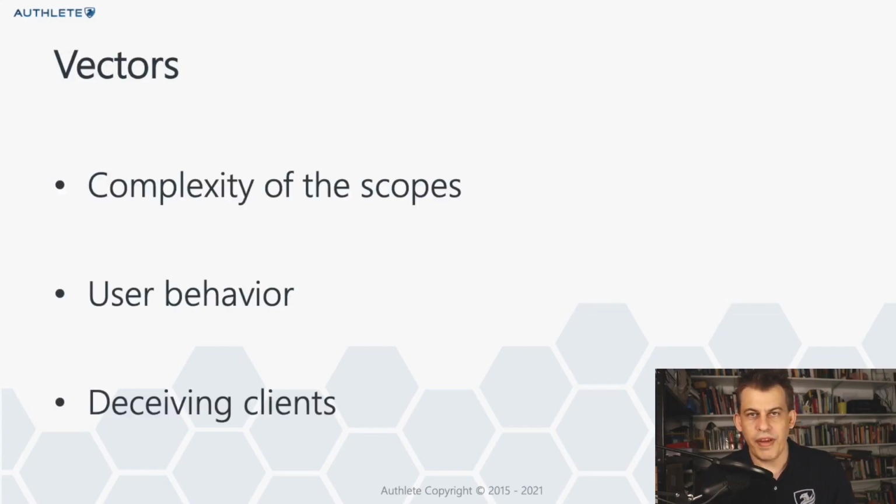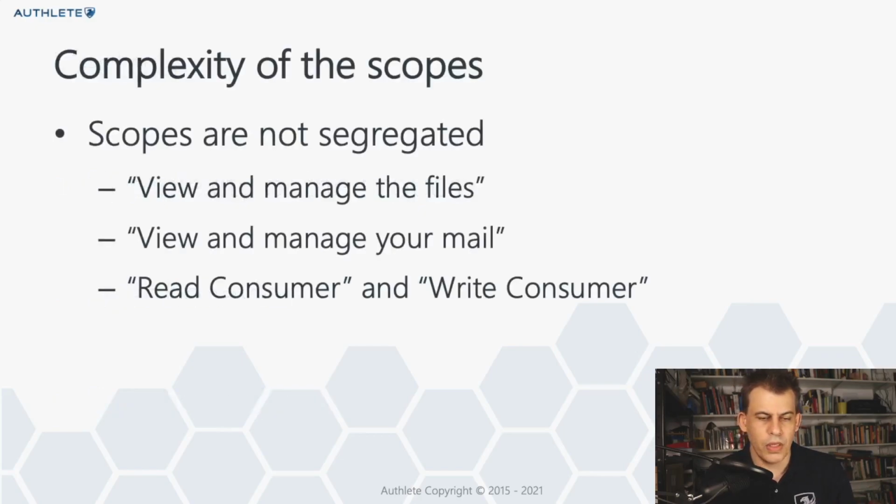There are three vectors related to the user behavior. One is the complexity of the scope. That's mainly for the API provider to work on. The second is related to the user behavior, that you can educate the user, or you can make them aware of more stuff. And the third is the deceiving client, where external attackers might want to use the AS as an attack vector against the customers. So first, let's take a look at the complexity of the scopes.